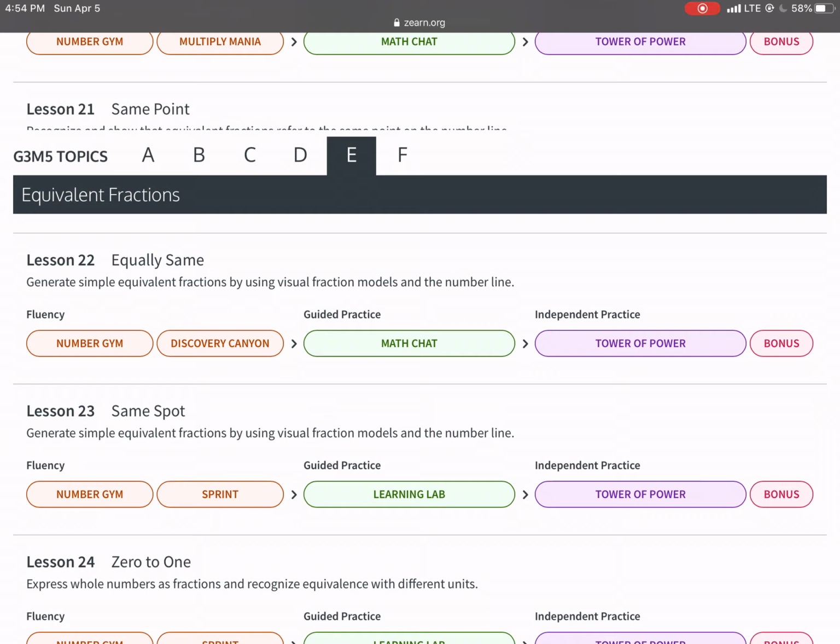So you can see I have Zern pulled up right now. You will do Number Gym and Discovery Canyon on your own, and you'll also do the independent practice on your own. But we're going to do math chat together. As always, you can practice math chat again on your own if you wish, but that is not a requirement for today. We're just going to do it together today.